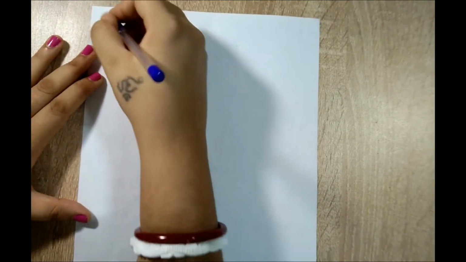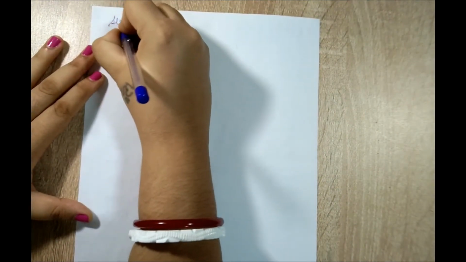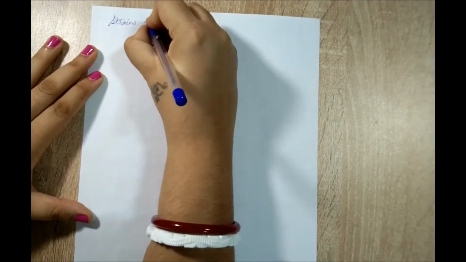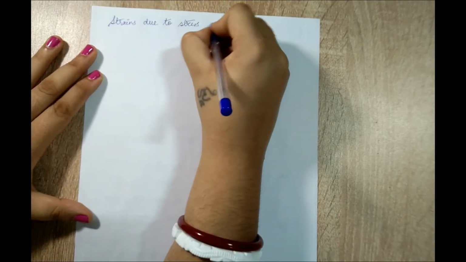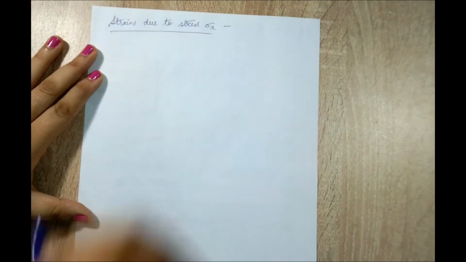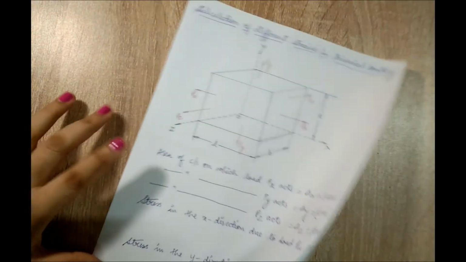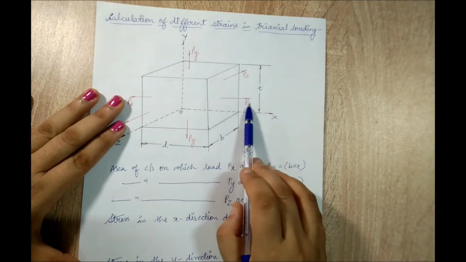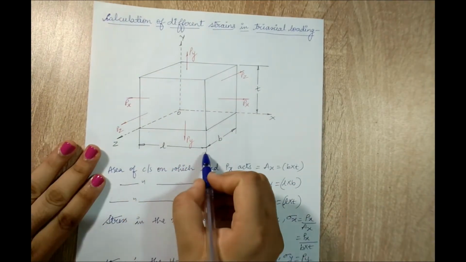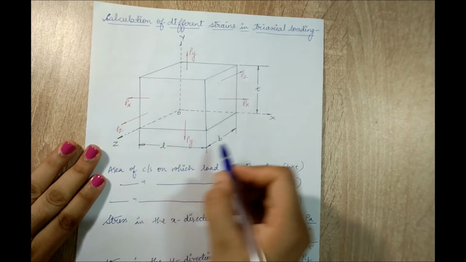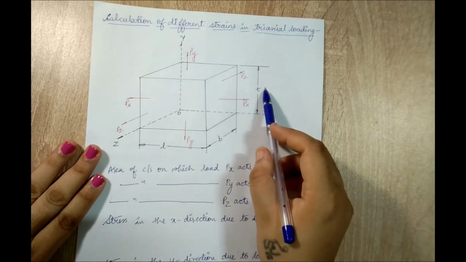Like the previous derivation, again I'll calculate the strains due to stress. First, sigma x. So when you look at the load Px, which is causing the stress sigma x, you will understand that L is the direction along which I'm going to have linear strain. B and T will become my lateral sides.